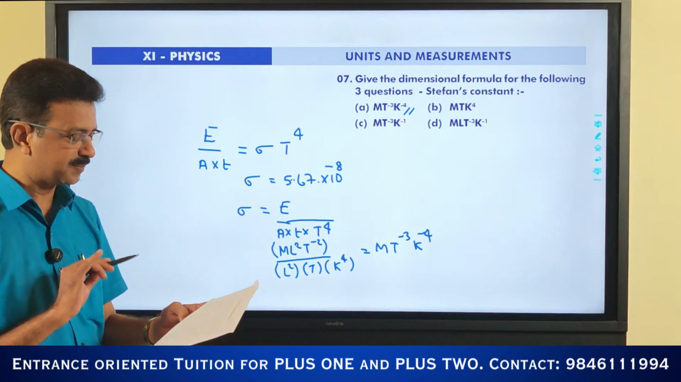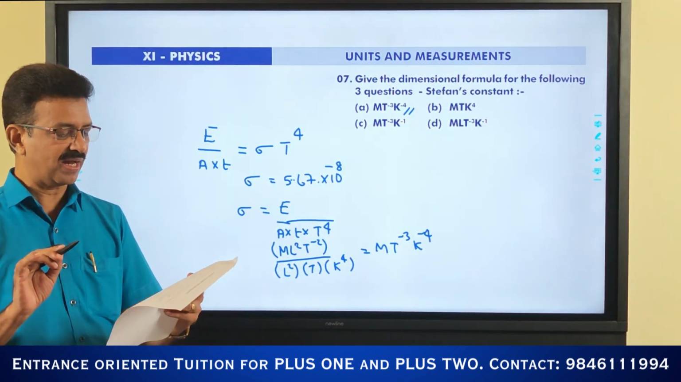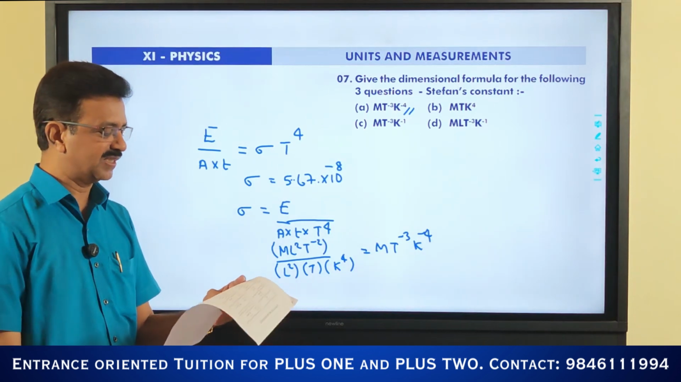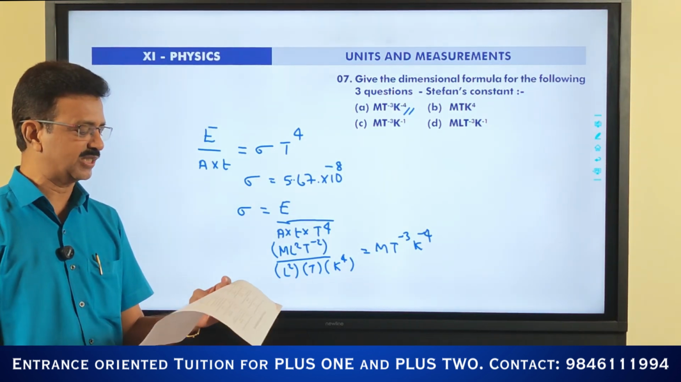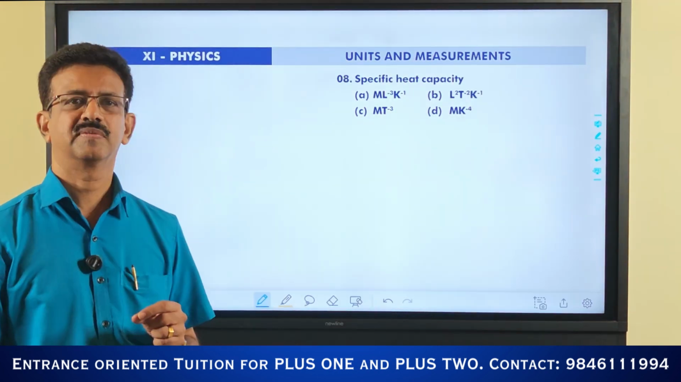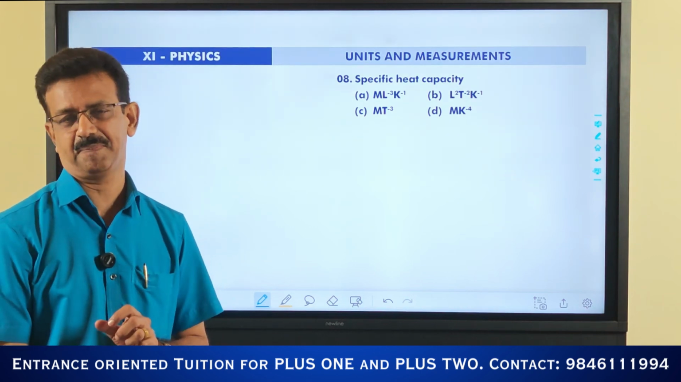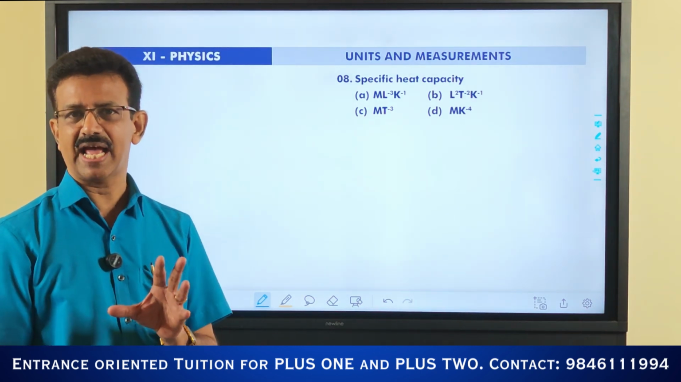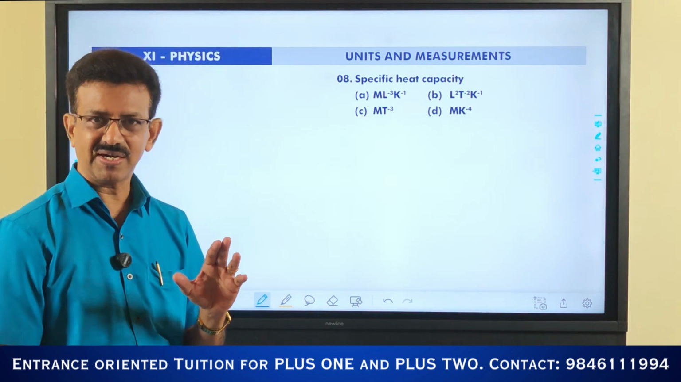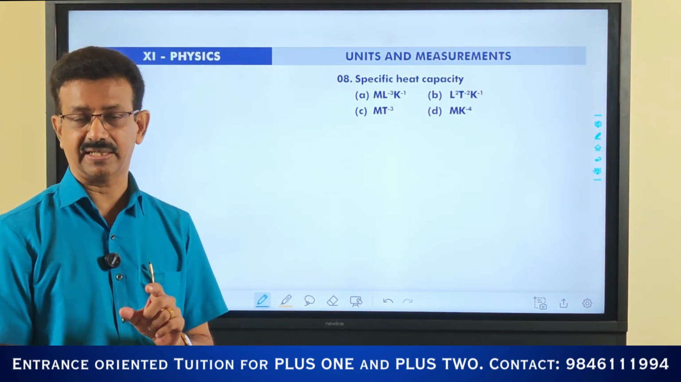Here the question is, dimensional formula for the following 3 questions. First one, Stefan's constant, M T raised to minus 3, K raised to minus 4. A choice is the correct answer. Next question is the dimensional formula of specific heat capacity. 3 questions are from the dimensional analysis. First one, already over, Stefan's constant. Next one, specific heat capacity.